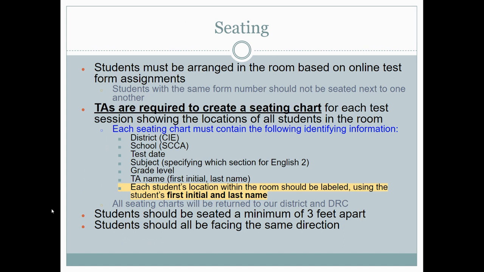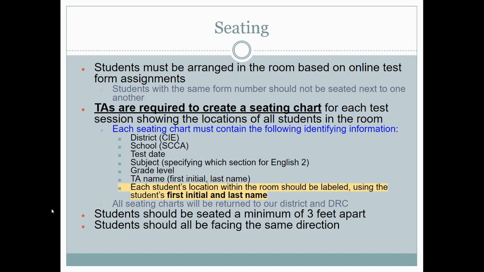Seating. Students need to be directed to a seat. That way they're not sitting next to friends or family members. If they have preferential seating in their IEP or 504, then of course they can choose their seat so long as it's not next to somebody else that they know. Students must be a minimum of 3 feet apart and all facing the same direction.